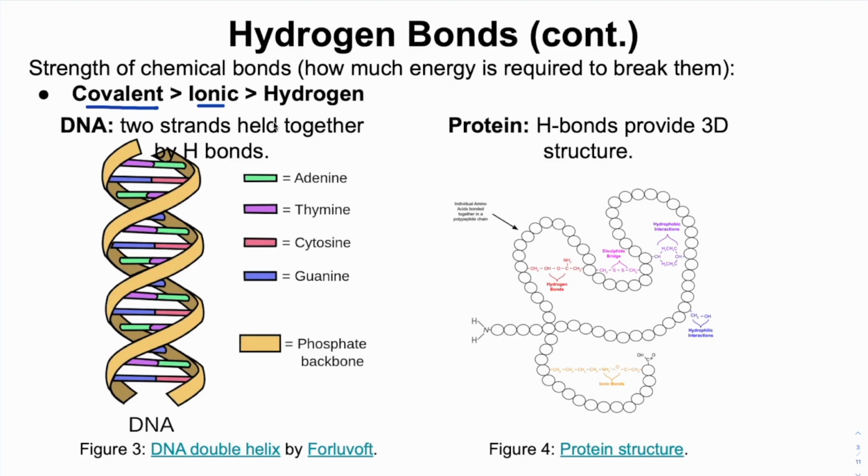H-bonds are weaker still. This makes H-bonds reversible. That is, they form, break, and reform all the time. Weak reversible bonds are very important in biology. As we'll see in a moment, H-bonds give water its special properties, without which life on Earth would be impossible. But H-bonds are also important in other molecules. Here are two important ones, DNA and protein.